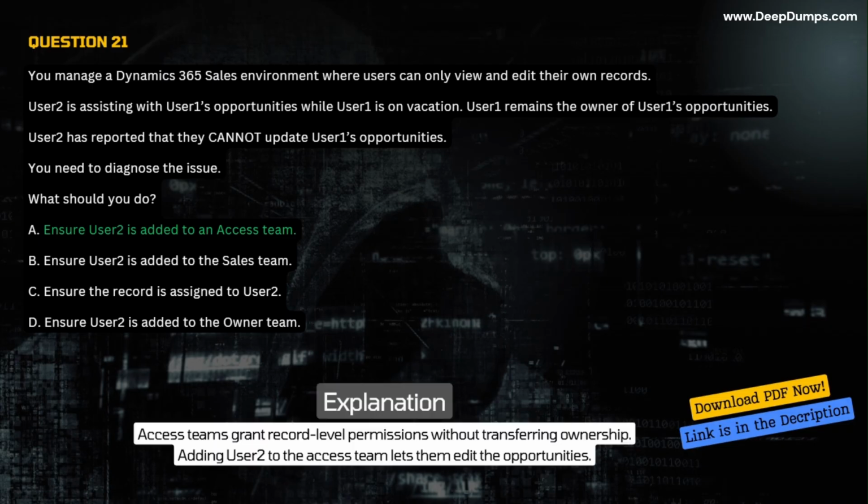Explanation: access teams grant record-level permissions without transferring ownership. Adding User 2 to the access team lets them edit the opportunities.